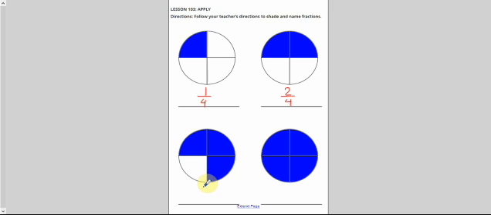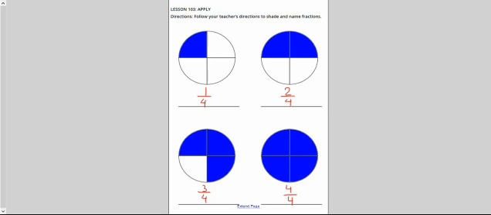In here it will be 3 out of 4. I have 3 colored parts, so it will be 3 out of 4. And in here I have it 4 out of 4 because all of the parts are colored.